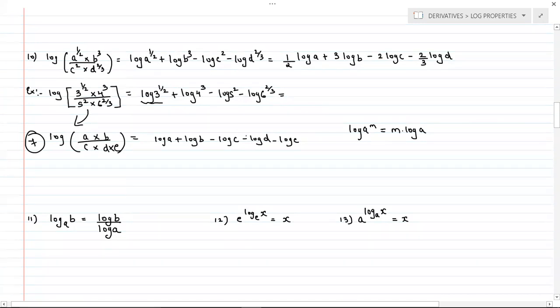Remember this, you have to bring that power down. Always, in each and every sum, you have to bring that power down. So it can be written as 1/2 log 3 plus 3 into log 4 minus 2 into log 5 minus 2 by 3 into log 6. So this is what we do.